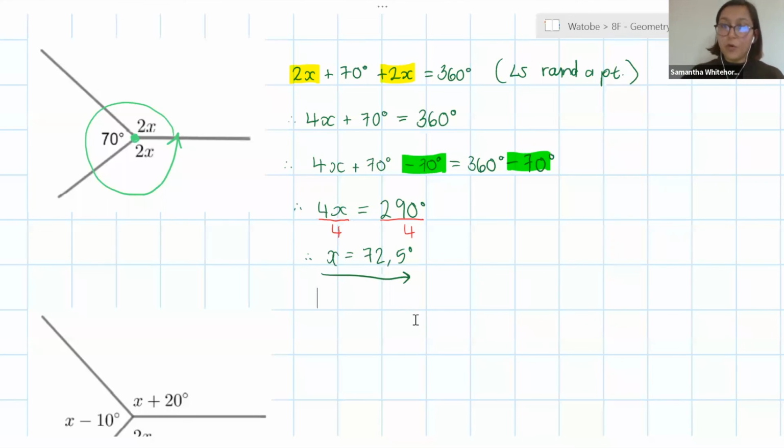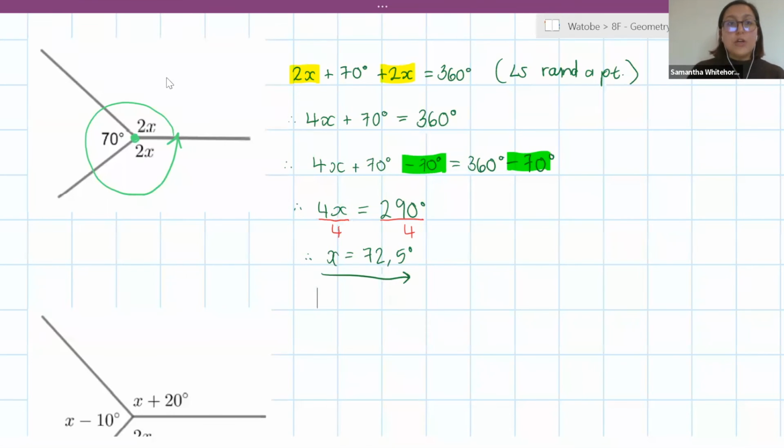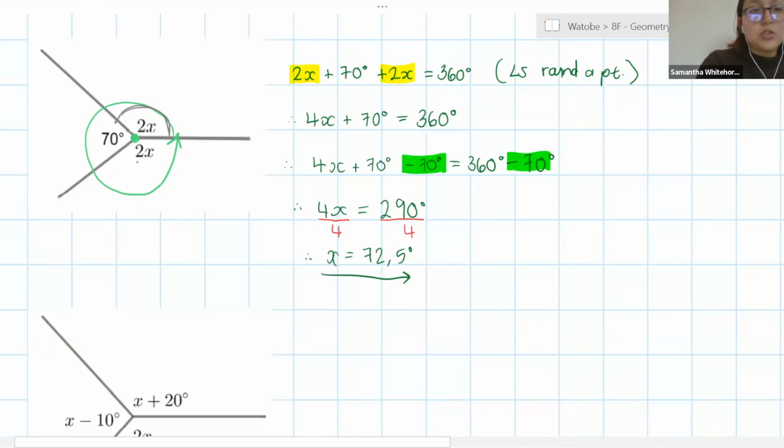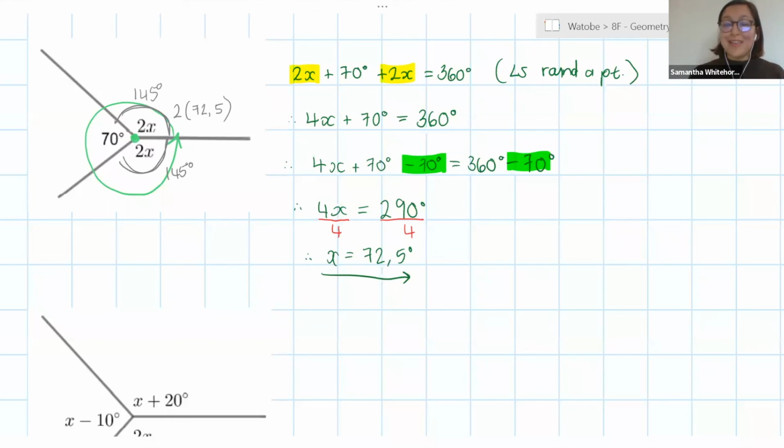And I divided by 4 because remember, I want to get x alone. Now what you can do, guys, if you wanted to, is substitute that value for x back. So both of these angles are 2x. If you now say 2 times 72.5, you can get the size of those angles. So this angle is 145 degrees and this angle is 145 degrees. You can substitute your answer back once you've got x to find the size of the angle, but the whole point was to find x. Okay, and I got 4x, remember? 2x plus 2x is 4x.